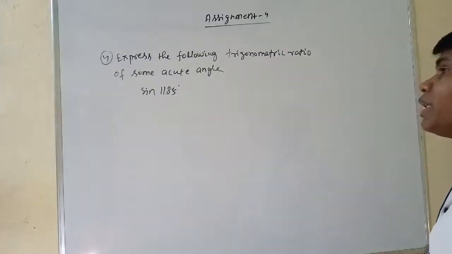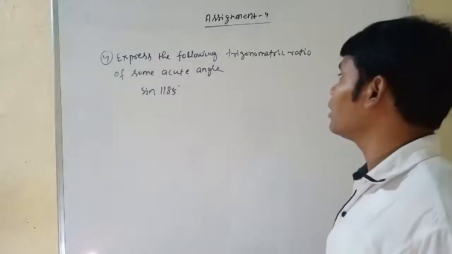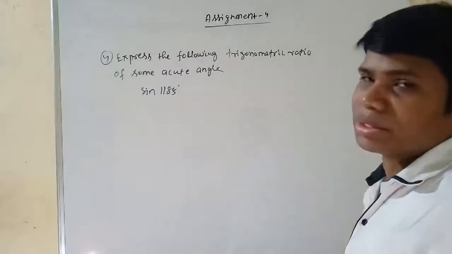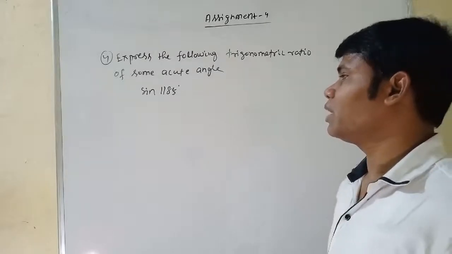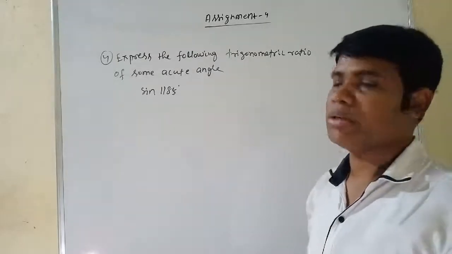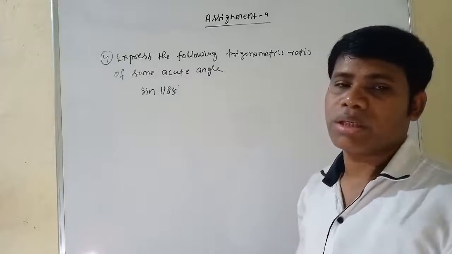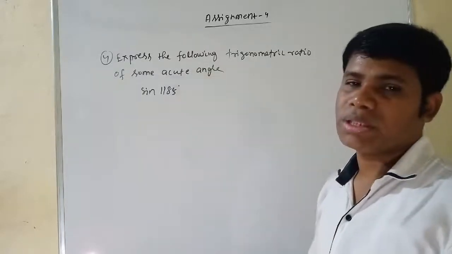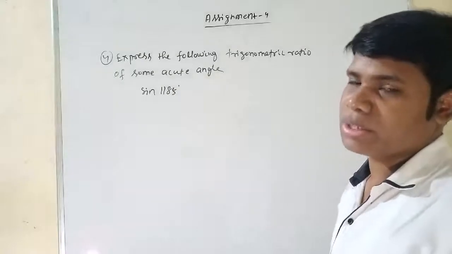You see the next question. Express the following trigonometric ratio of some acute angle. The question is given sine 1185. Okay, we can express it in acute angle. Acute means the angle which lies in 0 to 90.